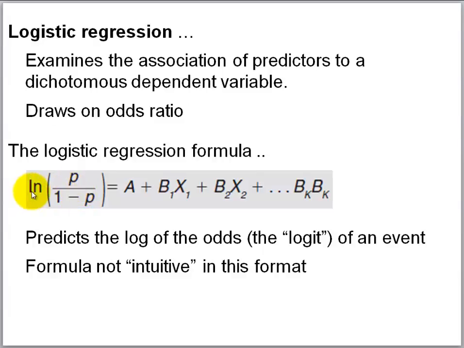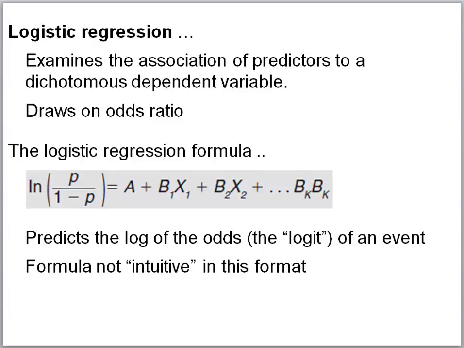Ln stands for the natural logarithm. So this formula predicts the natural logarithm of the odds of a given event, and that is called the logit. It predicts the logit. Now, in this format, interpretation of the coefficients yielded by the logistic regression equation is not intuitive. So we're not going to spend any time on this logistic regression formula.